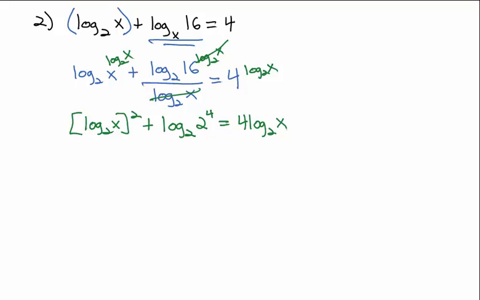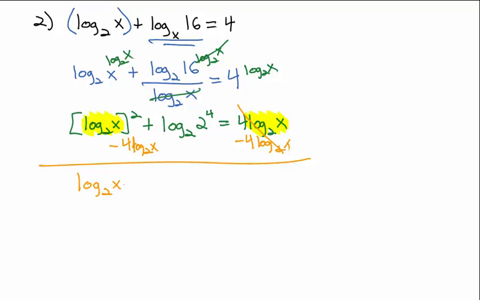And what you notice we have again is that log base 2 of x, one time it's squared, one time it's not. We're quadratic in form. Let's make it equal to 0 by subtracting 4 log base 2 of x from both sides. Log base 2 of x squared minus 4 log base 2 of x plus, remember if the bases match, the answer is just the exponent, equals 0. And now we're ready to factor this expression.